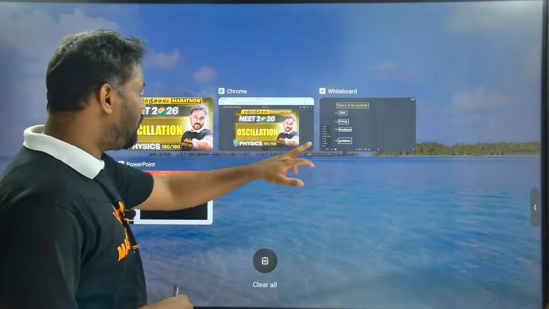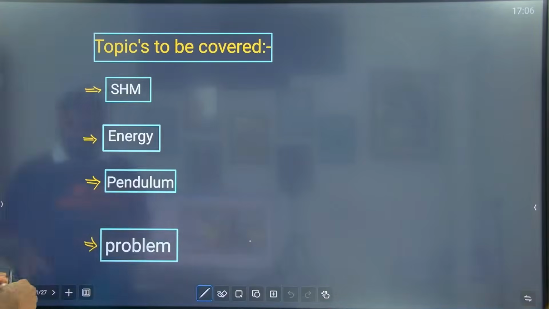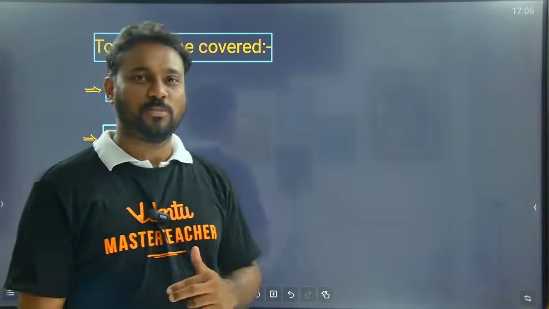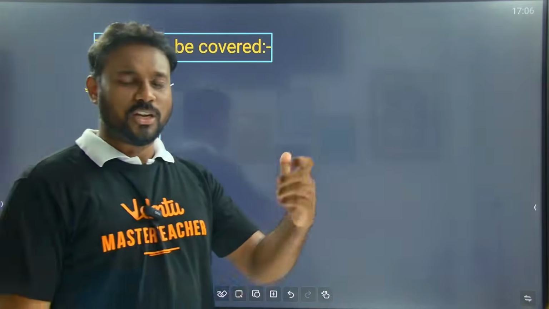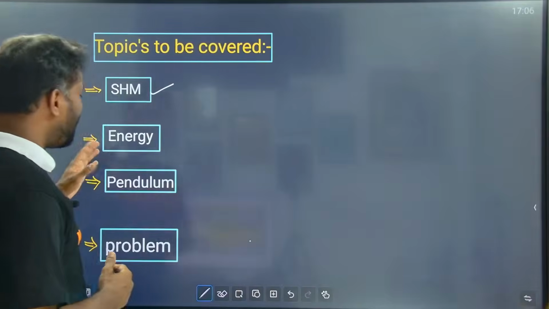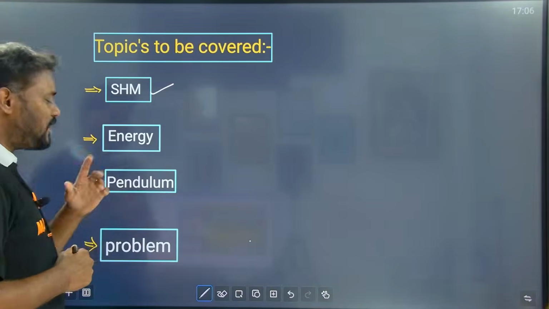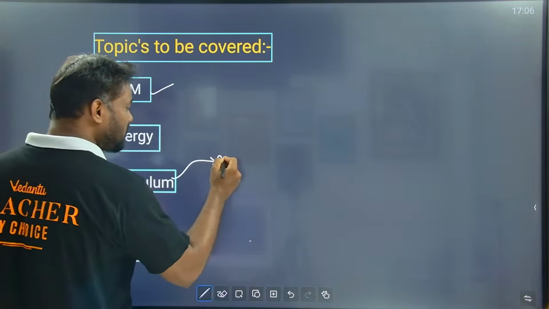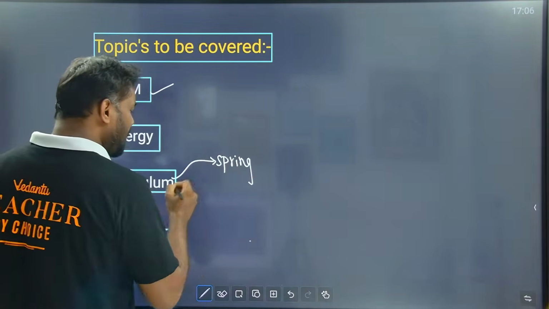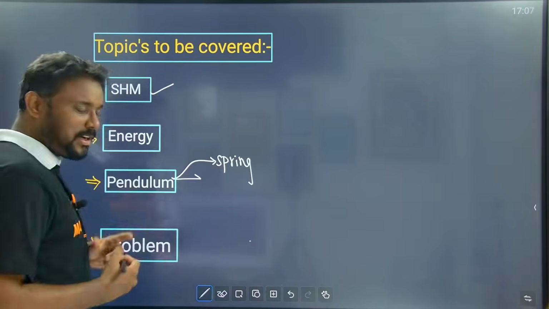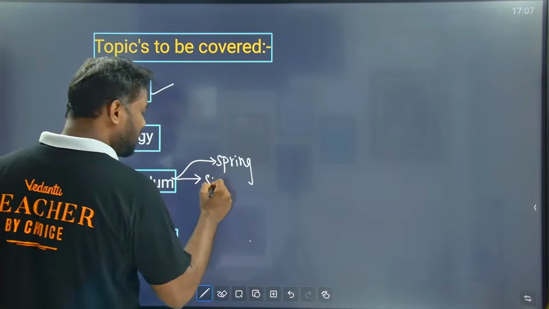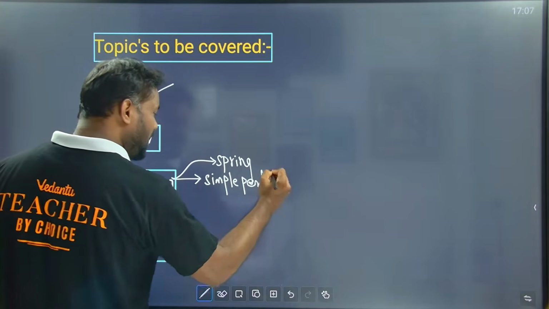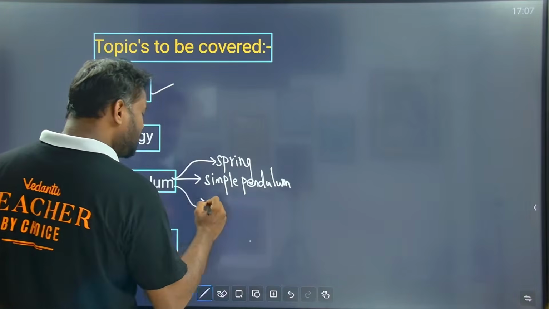Okay, first in the topic, we are going to discuss simple harmonic motion, which is very important. What simple harmonic motion is, and the difference from periodic motion. And also we are going to calculate energy, and also pendulums. Especially we are going to discuss the spring pendulum, and also the simple pendulum. And also we are going to discuss, if it is a rigid body.